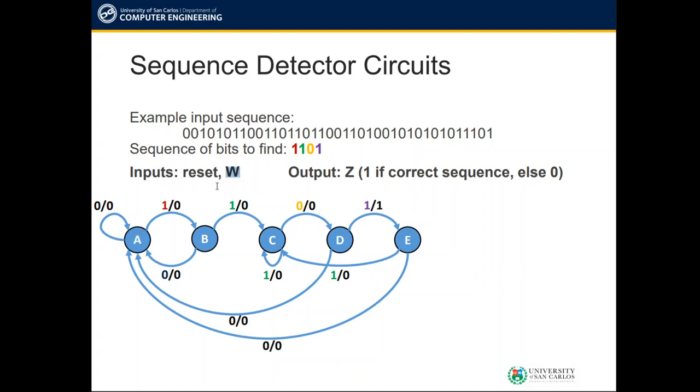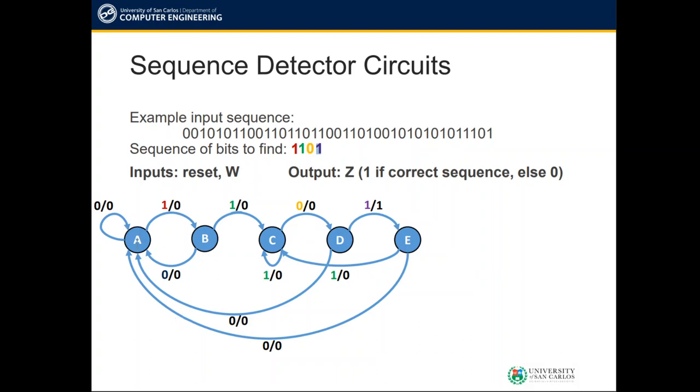So when W is 1, we go from state A to state B, so you now have a 1. Then from state B to state C is another 1 from the next input. Then state C to D if the input is 0, and then state D to E if the input is 1. So we now have the sequence 1101. After that, we can complete the other scenarios of the state diagram.